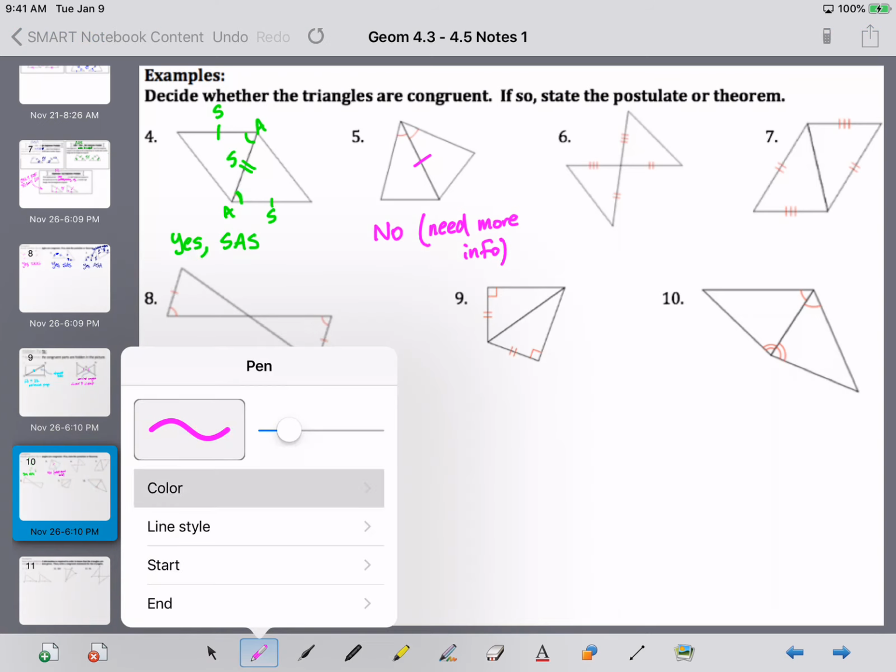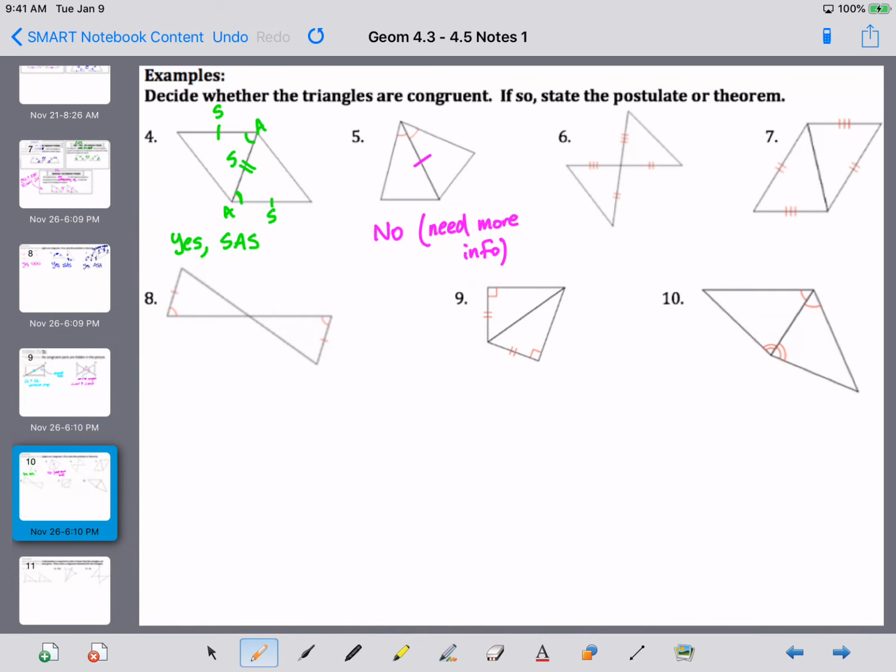Okay, let's move along to example 6. I've got this hidden angle here. Those are vertical angles. So now I've got side, angle, side. I have the same side, angle, side here. So these are congruent by side, angle, side.